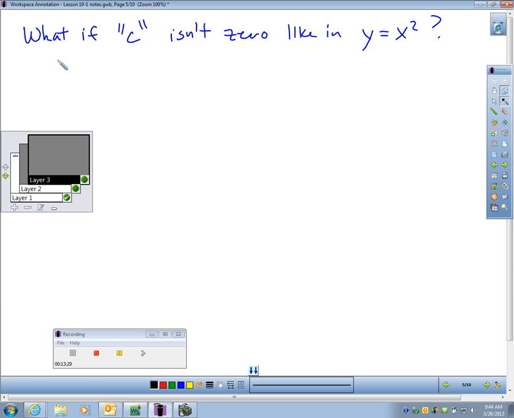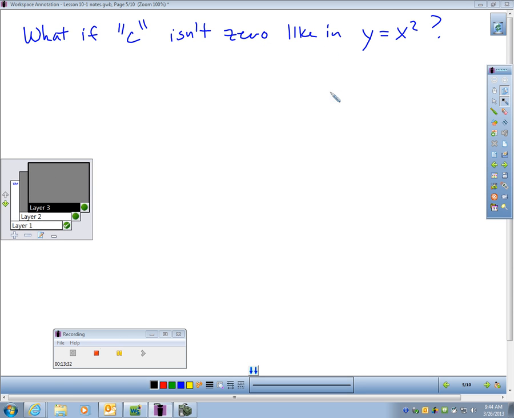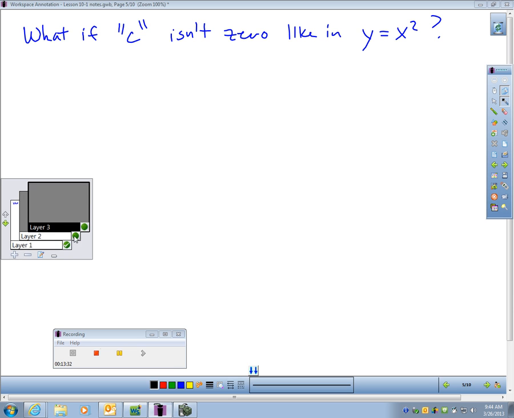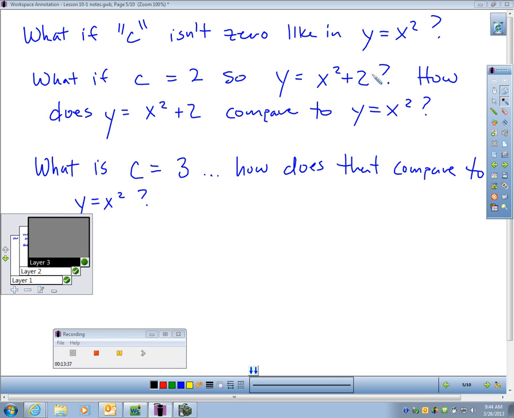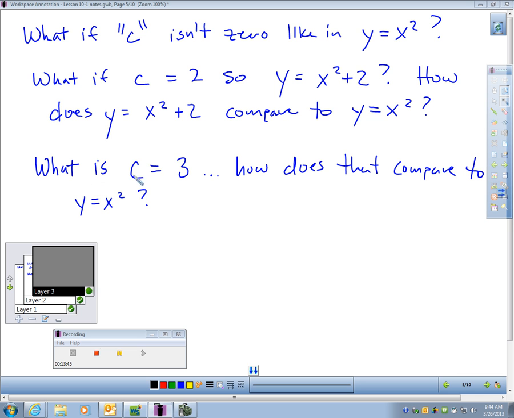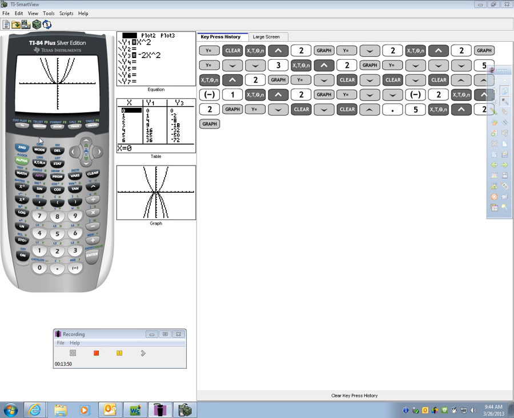All right, so the next thing. What happens if the value for C isn't 0? Let's take a look at that. So what happens if C was a 2? So instead of having y equals x squared plus nothing, what if we had y equals x squared plus 2? What does the 2 do to the graph? Or what if C was 3? So that's the next thing to investigate. So let's go back to the calculator and investigate those scenarios next.